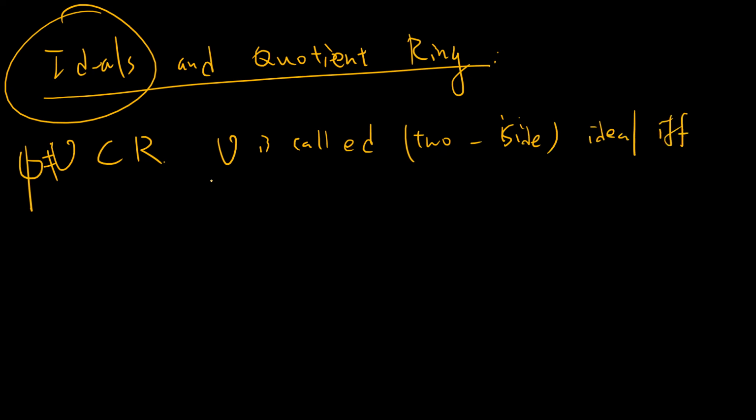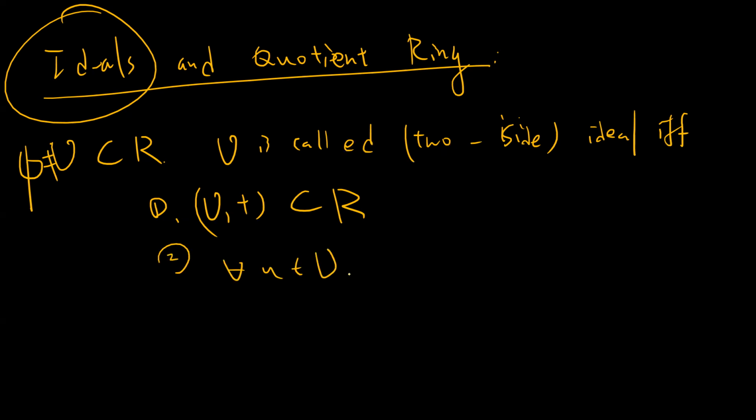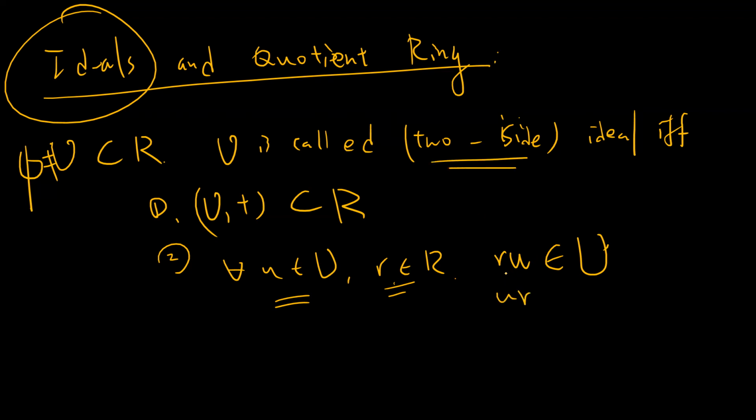We say that U is a two-sided ideal if the definition is satisfied: U is a subgroup of R under addition, and for any u belonging to U and r belonging to R, ru will be in U. This tells you that if you take any element in R and any element in U, then the product must be in U. Since we say two-sided, both ur and ru must be in U.